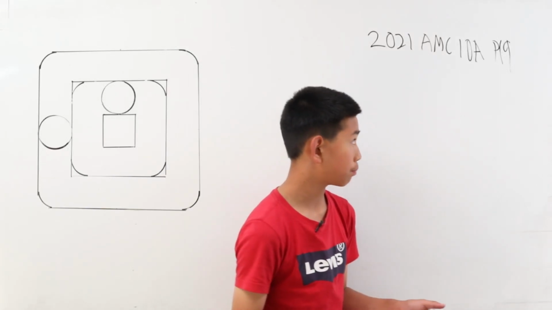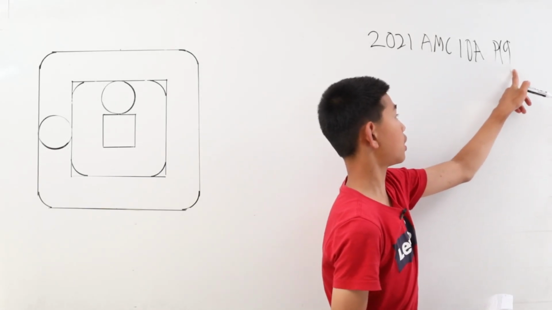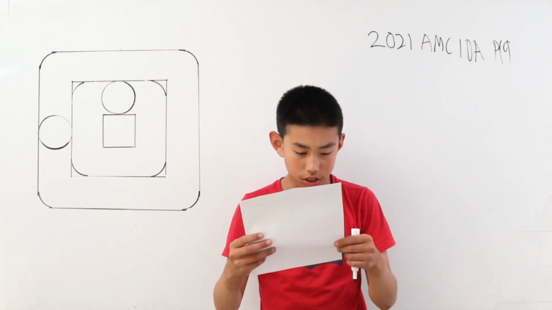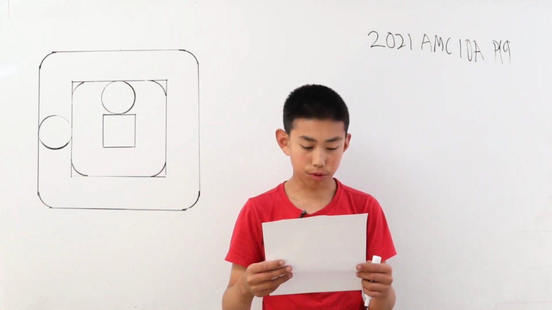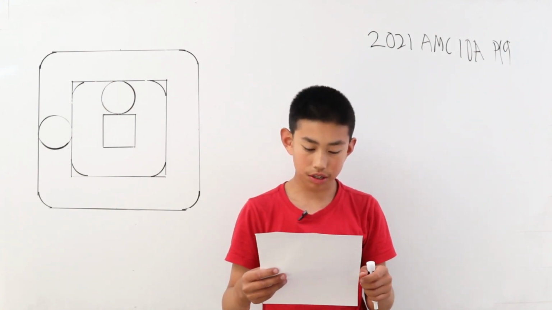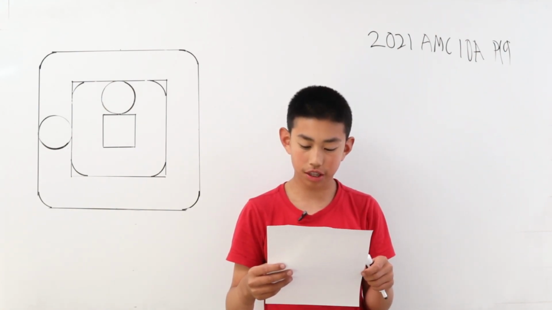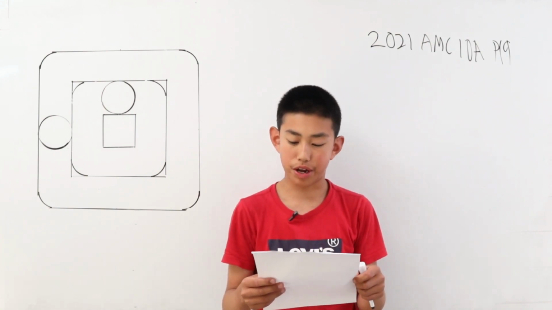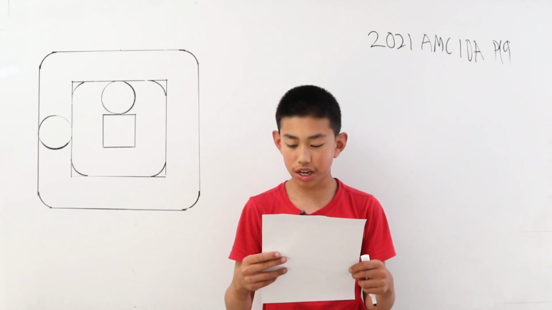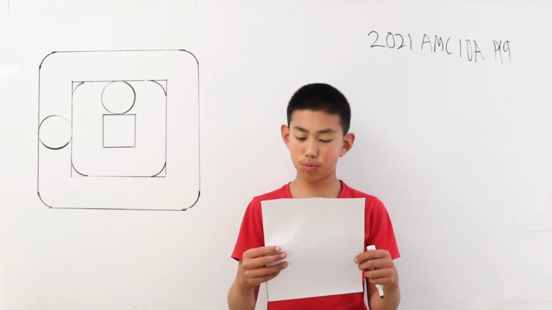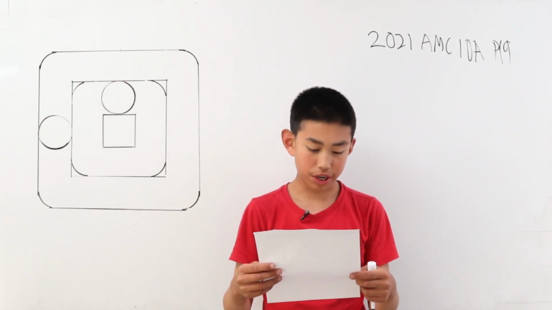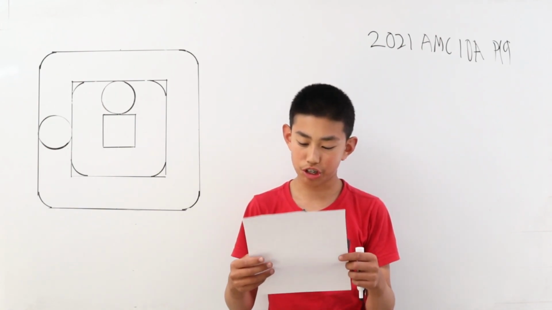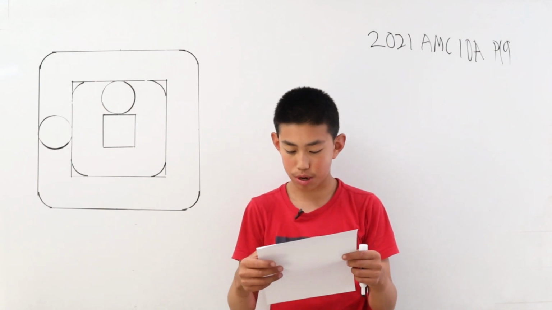Today we're solving problem 19 from the AMC 10A of 2021. A disk of radius 1 rolls all the way around the inside of a square of side length S, where S is greater than 4, and sweeps out a region of area A. A second disk of radius 1 rolls all the way around the outside of the same square and sweeps out a region of area 2A.